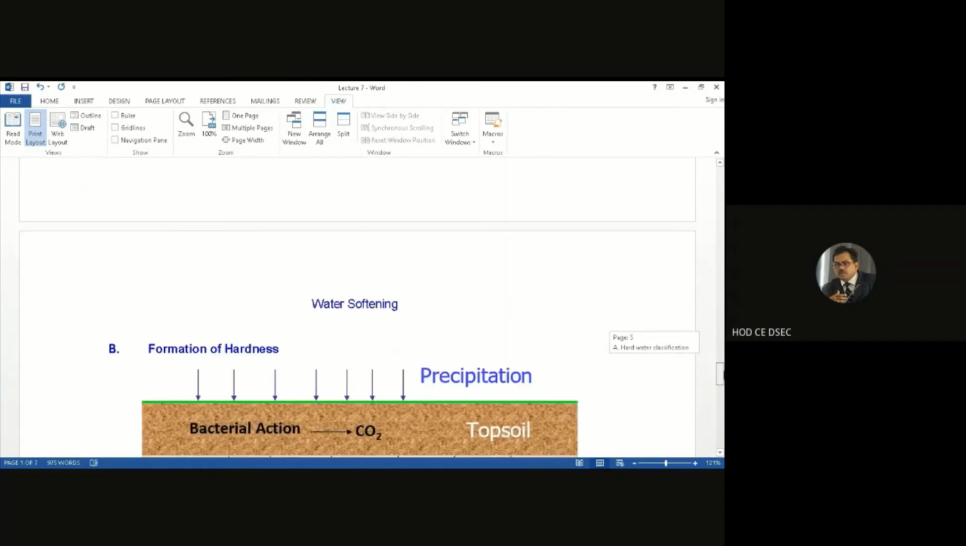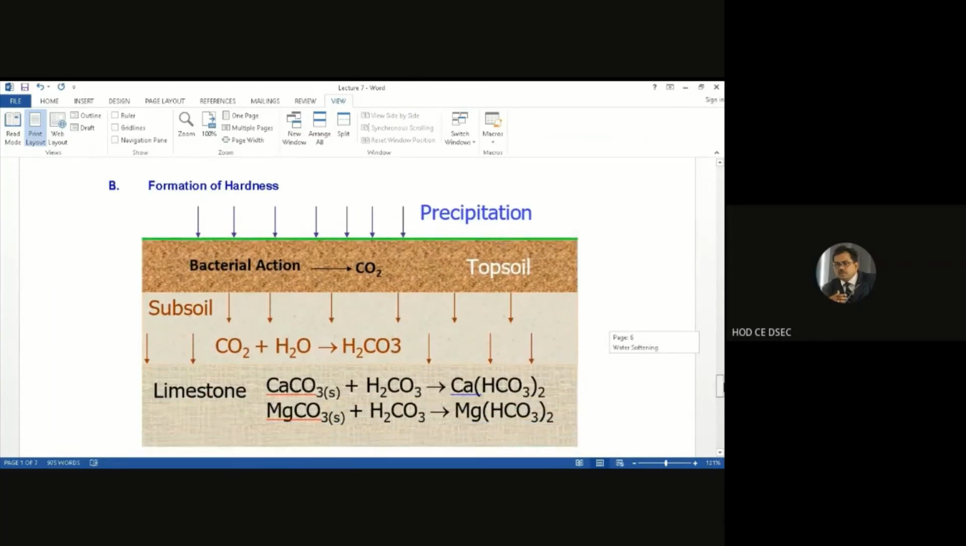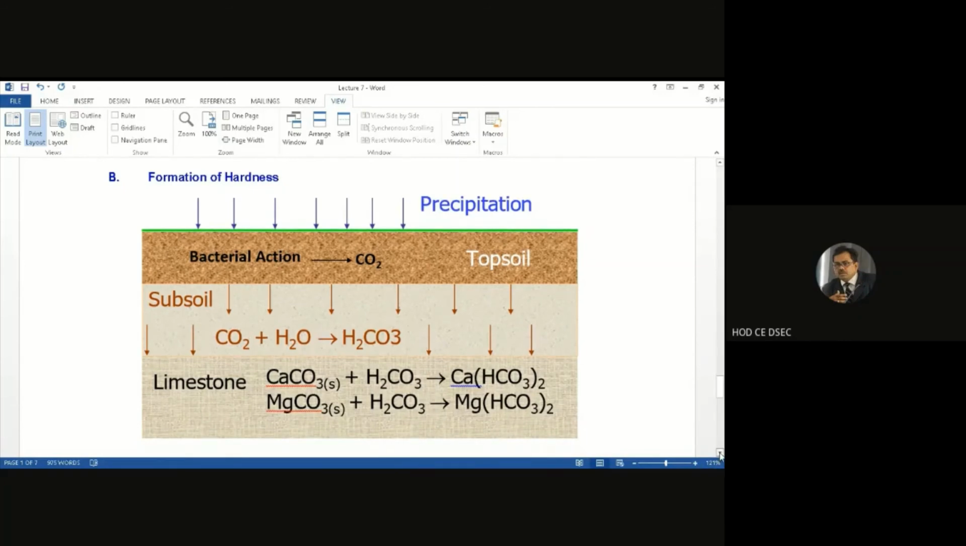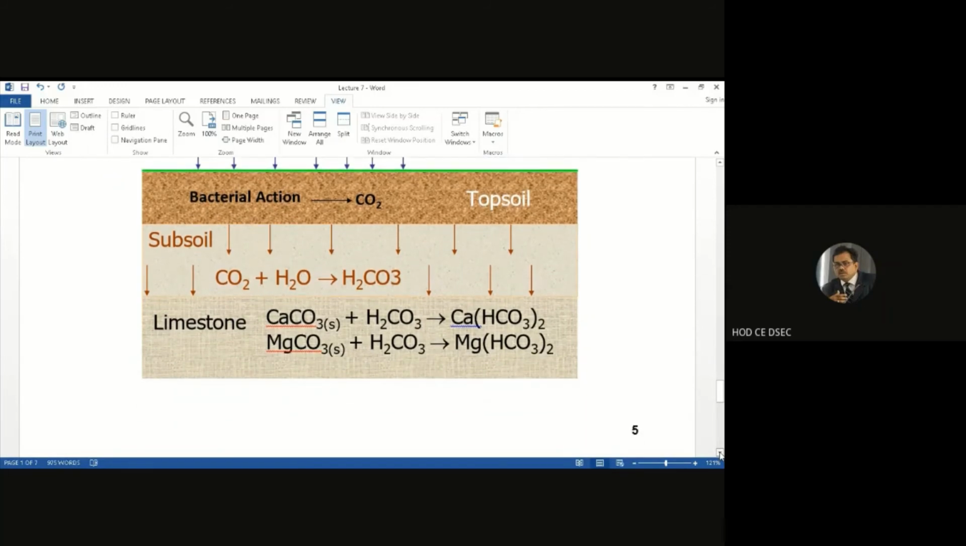Now, this picture I am showing you shows how hardness is formed. Topsoil, bacterial action, carbon dioxide, subsoil. Limestone is there in the soil. So all this combination, due to carbonate and bicarbonate, forms the hardness. But remember, I have shown the calcium and magnesium ions.